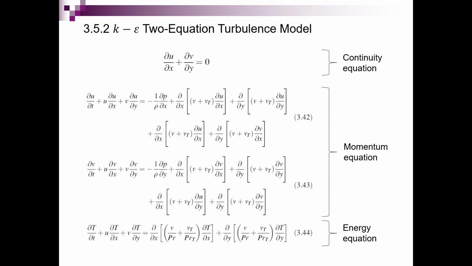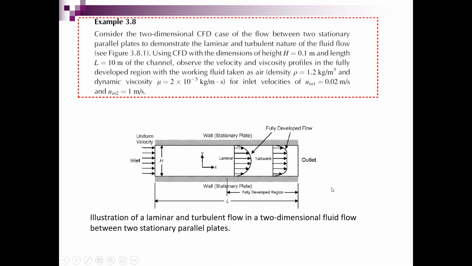After several derivations, this is the final form of the k-epsilon two-equation turbulence model. The top one is the continuity equation, then we have the momentum equations, and the bottom one is the energy equation.